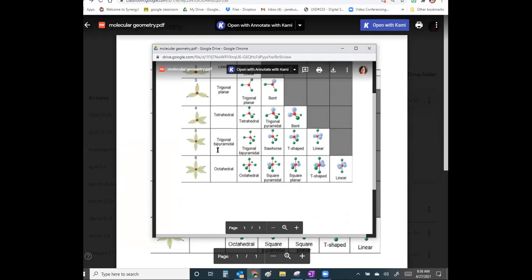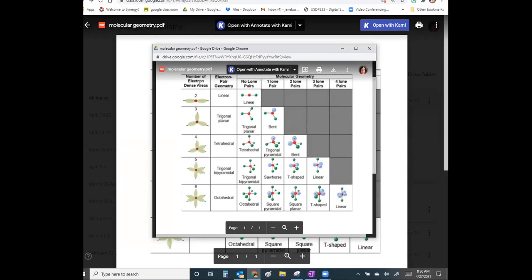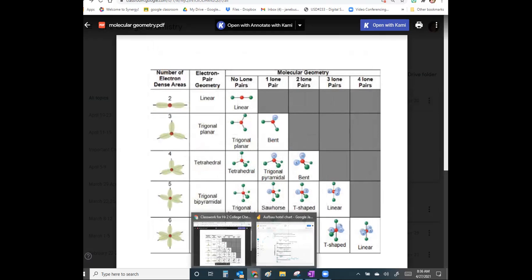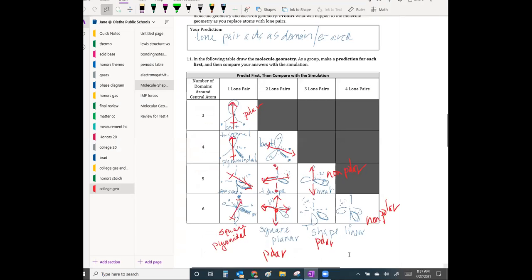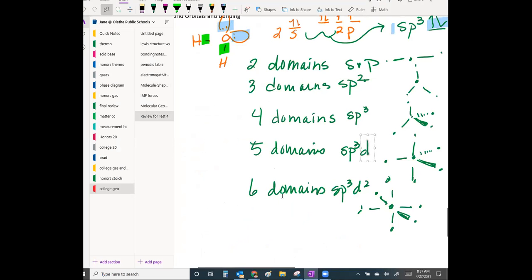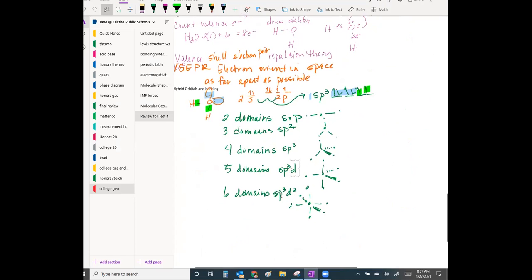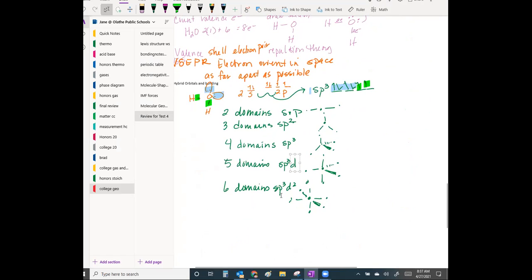All right, so this has your domains. It says electron dense areas. I don't know why we can't all call them the same thing. But this guy's no lone pairs. There's the names, 1 lone pair, 2 lone pairs, 3 lone pairs. So there's that information for you. Okay. All right. So we talked about the hybrid orbitals. We talked about the bonding.